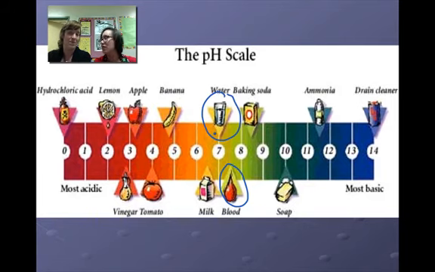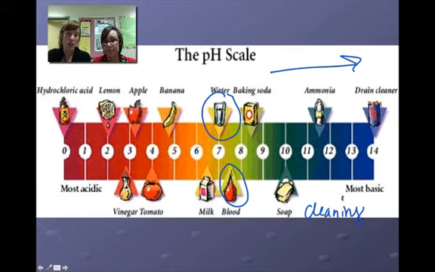All right, let's talk about the other side. On the other side, we have our bases, and some of our stronger bases we use in cleaning. So soaps. That's key. Cleaning products tend to be basic. Ammonia, bleach, soap, drain cleaners, oven cleaners, they're all going to be strong alkalines.